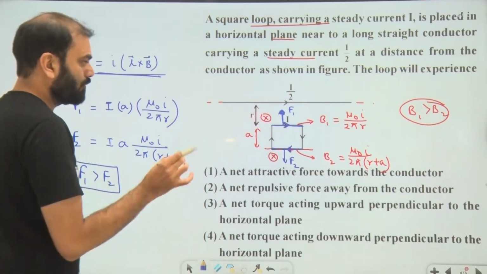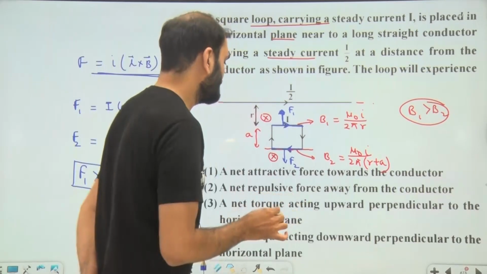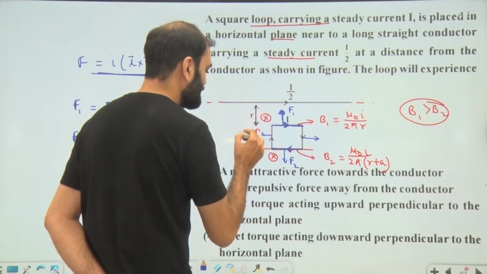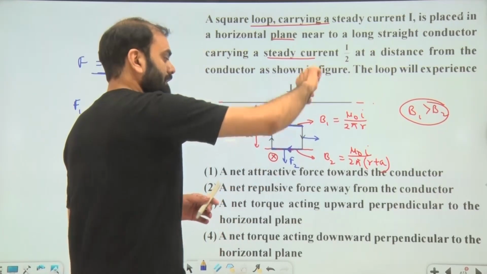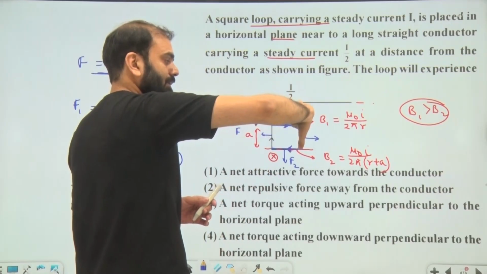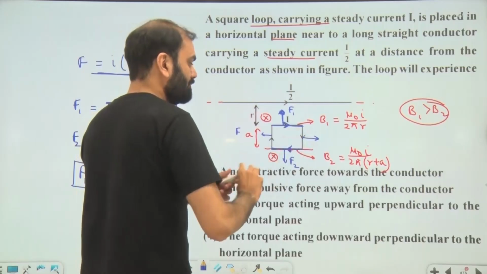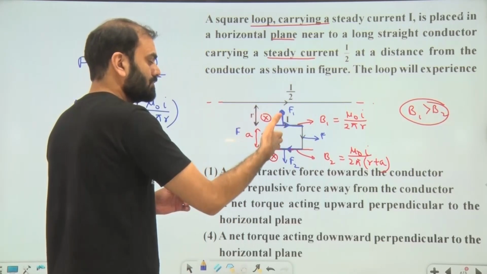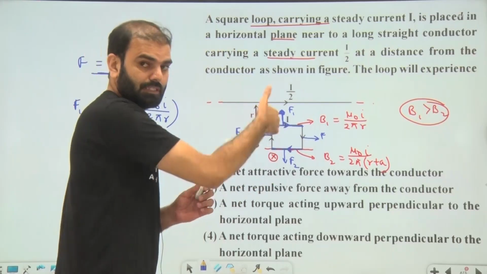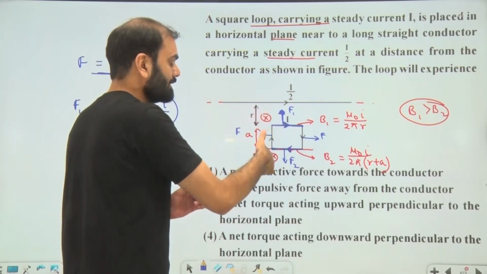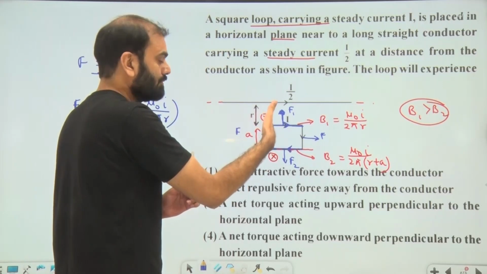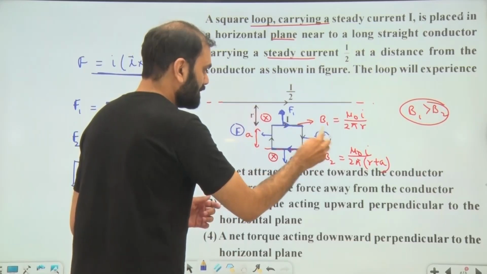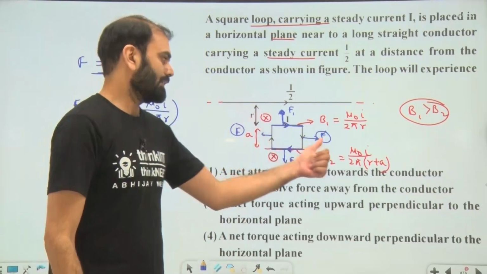The net force: here there will also be a force F, and here the same force F, because the current direction is like that and the magnetic field is inward. Here the force is the same, but its direction is upward. The current is in this direction and the magnetic field is inward, but these two forces will cancel out, because these two are equal forces.